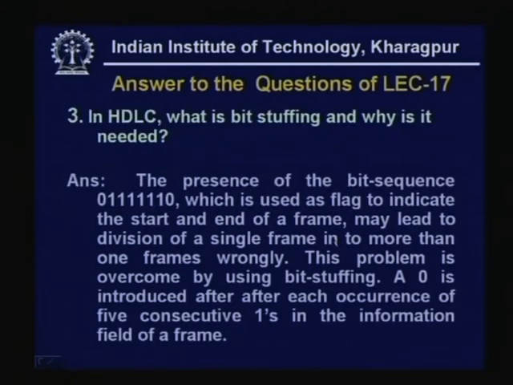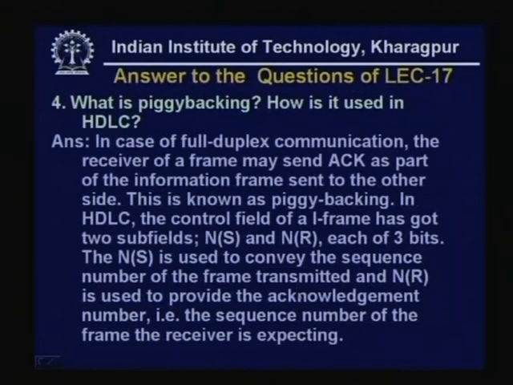Third question is, in HDLC, what is bit stuffing and why is it needed? The answer is, the presence of the bit sequence 0 1 1 1 1 1 1 0, which is used as a flag to indicate the start and end of a frame, may lead to the division of a single frame into more than one frame wrongly. This problem is overcome by using bit stuffing. A 0 is introduced after each occurrence of 5 consecutive ones in the information field of the frame.